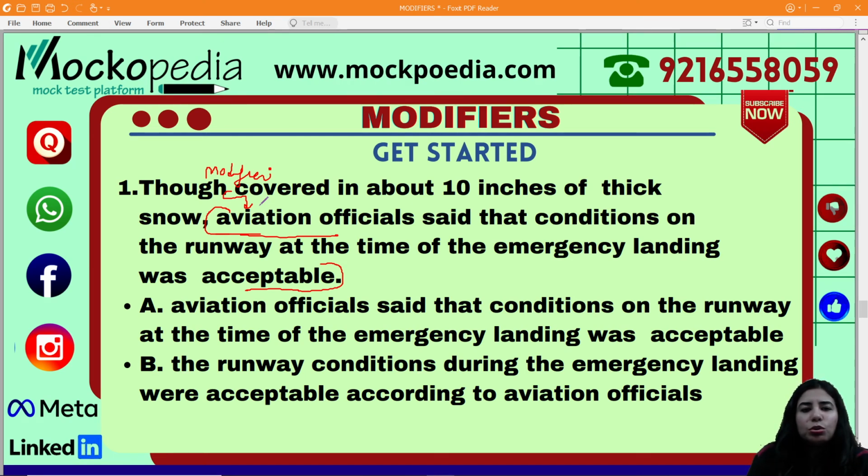So we have come to know that "though covered in 10 inches of thick snow" is referring to the runway, right? So that is the reason this choice goes out, because it is not referring to aviation officials. So this is clearly a modifier error, an error of misplaced modifiers. So this choice can get eliminated.